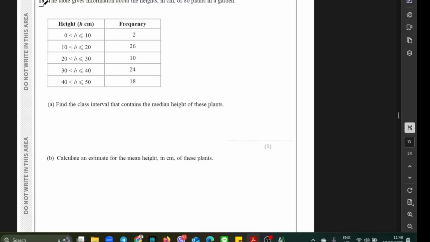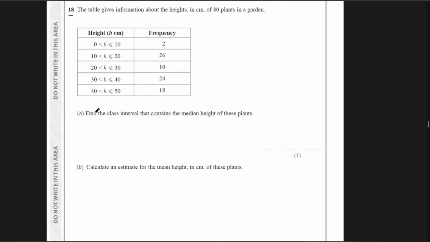Okay, question 18. The table gives information about the heights in centimeters of 80 plants in a garden. So if we add up all the frequency, we'll get 80. Question A, find the class interval that contains the median height of these plants. Since 80 is an even number, we will divide 80 by 2. We get 40. That means there are two middle numbers.